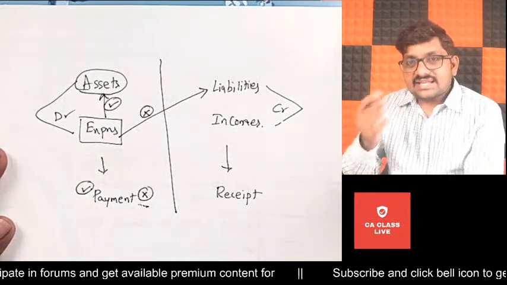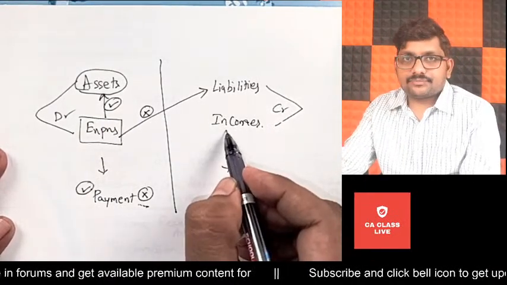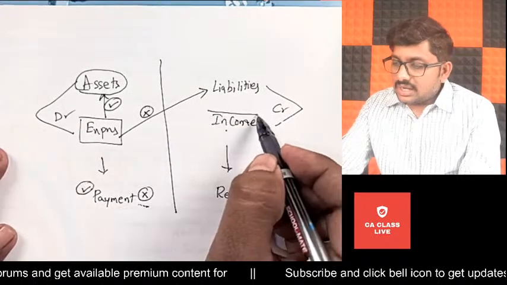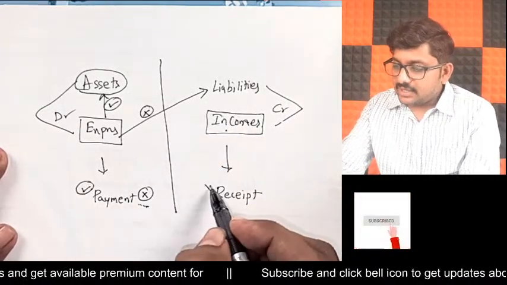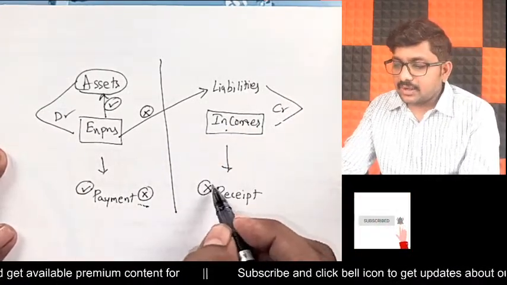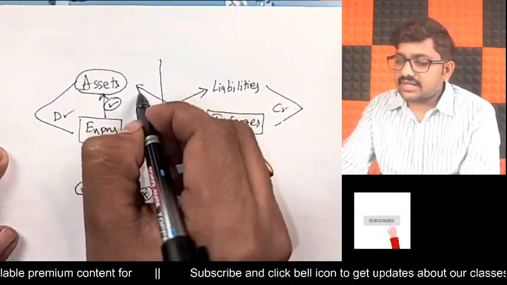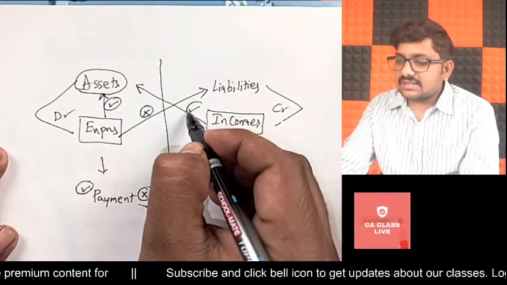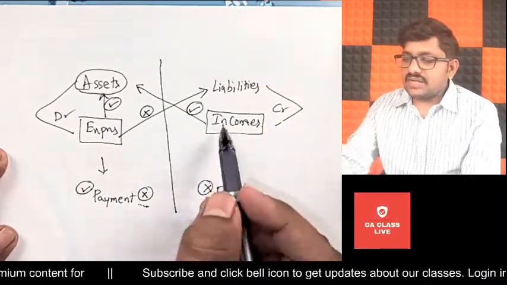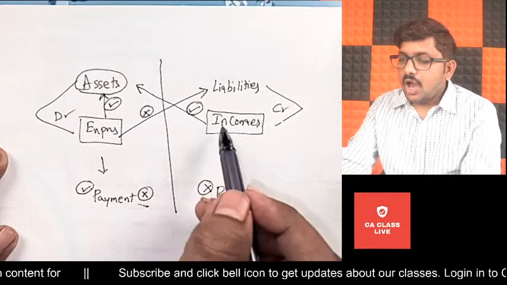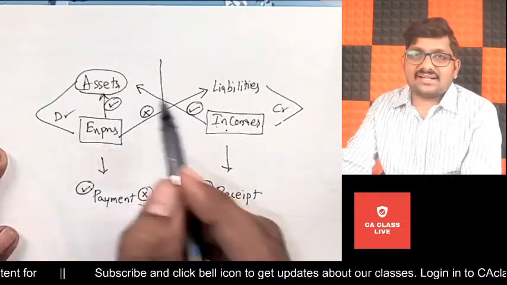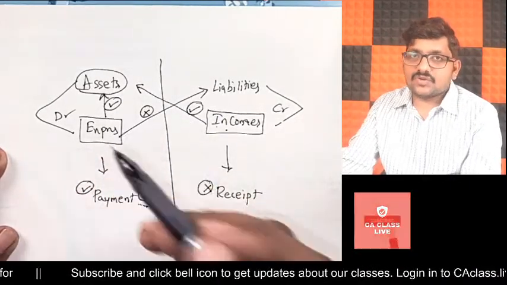Okay now friends, similarly income, you earned it but did not receive it. Obviously it will lead to a right to take. That right to take is your asset. You have the right to take. So when receipt did not happen, obviously income leads to an asset, the opposite side.